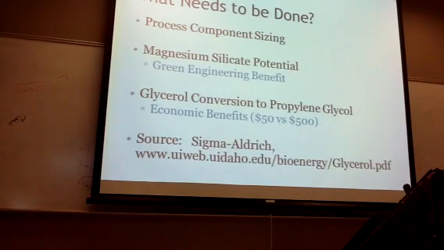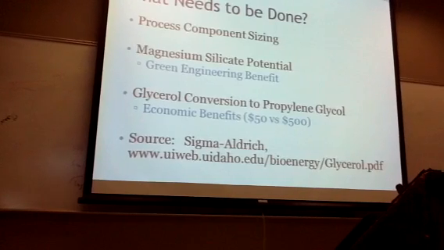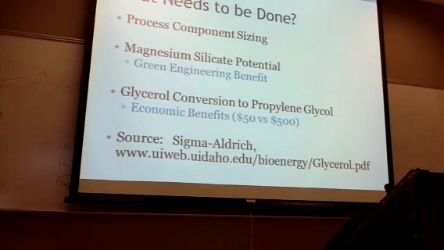There's also some potential other processes that could be implemented. Instead of using water to remove the impurities from the diesel molecules, you can use magnesium silicate, which as a result you have no wastewater stream. So that's a green engineering benefit I was looking into. Another economic benefit would be converting the glycerol produced into propylene glycol. And by doing that, the selling price goes from $50 per liter to $500 per liter. So if it can be done cheaper than that difference, it might be a viable option.